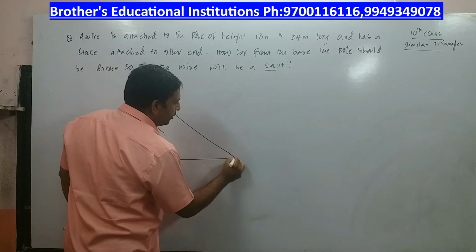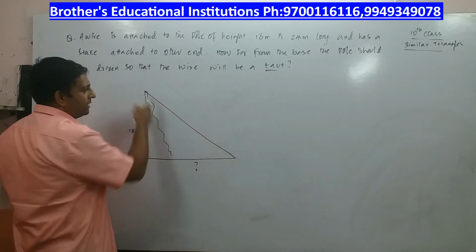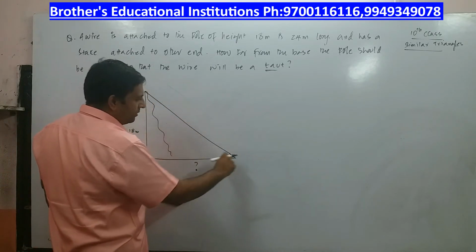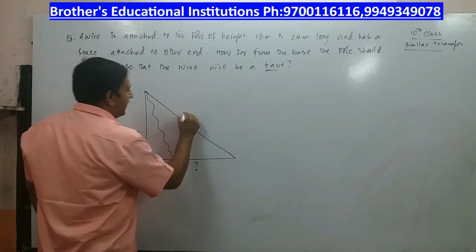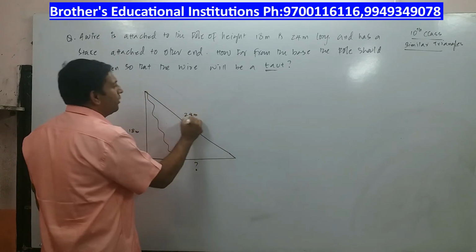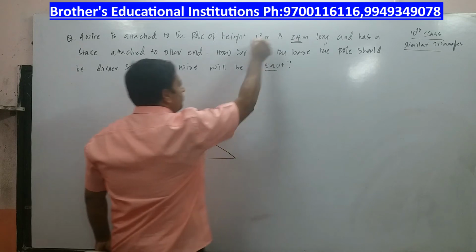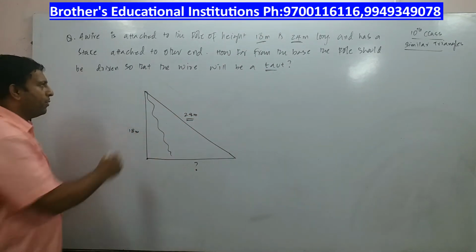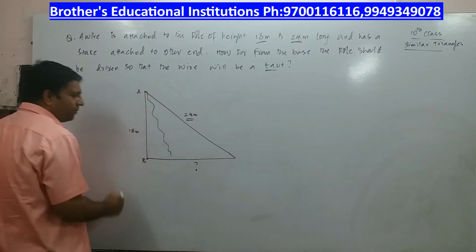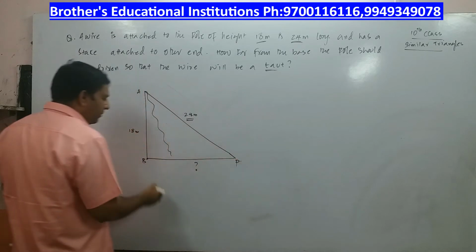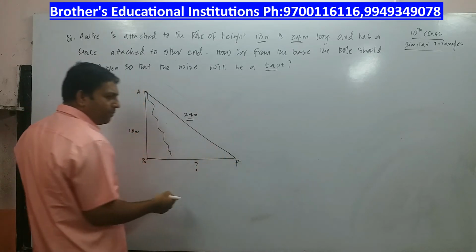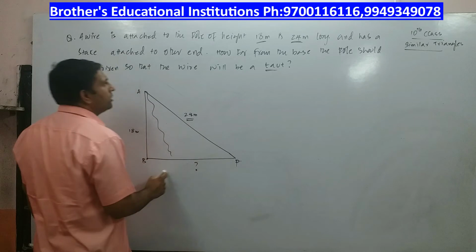How far will it go? Means what is this distance? And when you pull it straight, it will tighten up, it will be taut, and its total length given to you is what? 24 meters. So two things are given to you simultaneously. One is the height of the pole. Let me call AB the height of the pole, and P is the point away from the base of the pole, and that distance BP you are supposed to find.